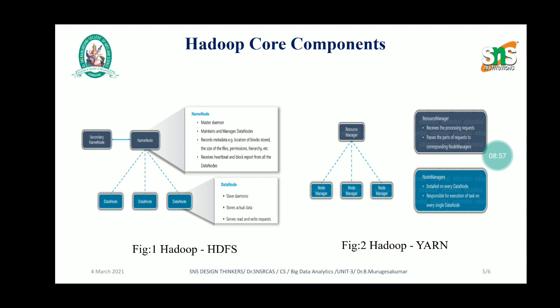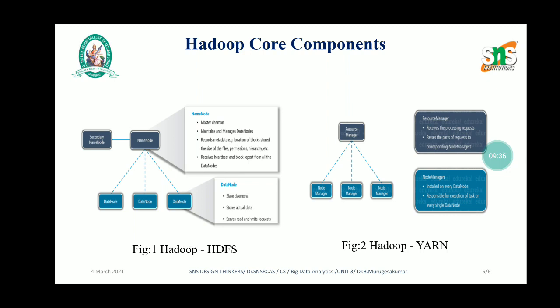Next, the data node. The data node is a slave daemon which runs on each slave machine. The actual data is stored on these data nodes only. It is responsible for serving read and write requests from the clients. It is also responsible for creating blocks, deleting blocks, and replicating the same based on the decision taken by the name node. It sends heartbeats to the name node periodically to report the overall health of HDFS. By default, this frequency is set to 3 seconds. So this was all about HDFS in a nutshell.